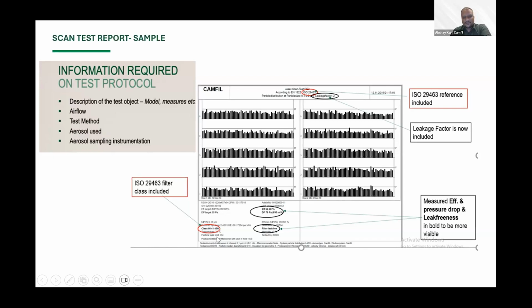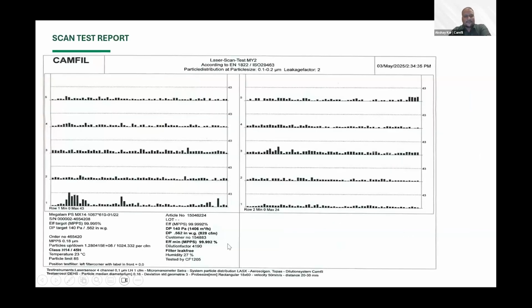We will mention the aerosol here, that we are using DHS, and then we are using what kind of sampling instrumentation is being used, that is also mentioned in the certificate. So this is the sample, this is the actual certificate which you get when you place order on us for the HEPA filters. So on the left hand side, you can see the model name, serial number, targeted efficiency, then delta P, what is the target based on that.